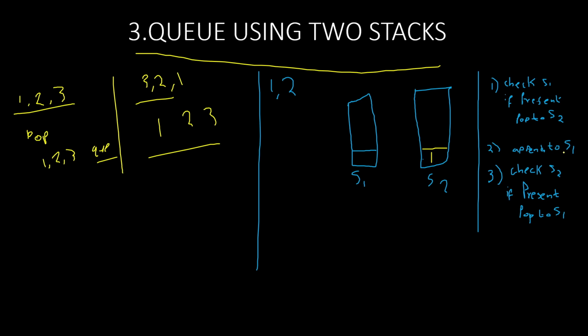Coming to the second condition, after popping to S2, we have to append the current element to S1. Now we have appended. Now 2 is inside S1, and 1 is inside S2. Now the third condition: we have to check S2 to see if there is any data present inside it or not. Yes, there is data present inside S2. If it is present, then we pop it.